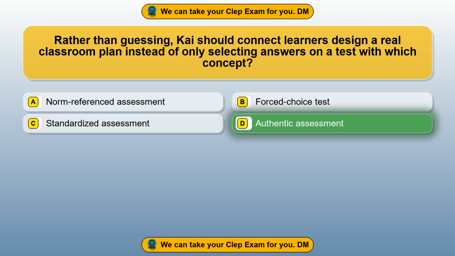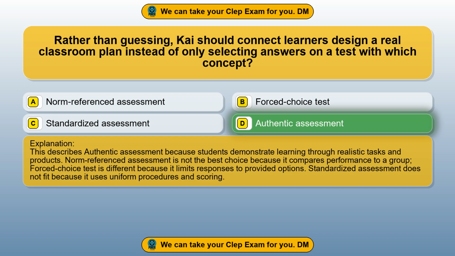Authentic assessment. This describes authentic assessment because students demonstrate learning through realistic tasks and products. Norm-referenced assessment is not the best choice because it compares performance to a group. Forced choice test is different because it limits responses to provided options. Standardized assessment does not fit because it uses uniform procedures and scoring.